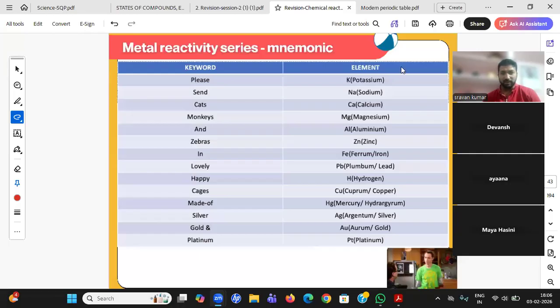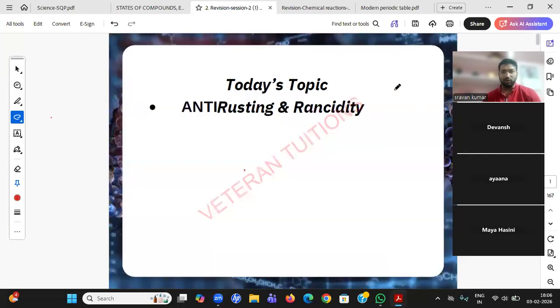We are moving to session number 2 of the revision of this particular chapter. What do we need to cover more from this chapter? We need to cover the anti-rusting and rancidity topic, as well as that particular balancing.